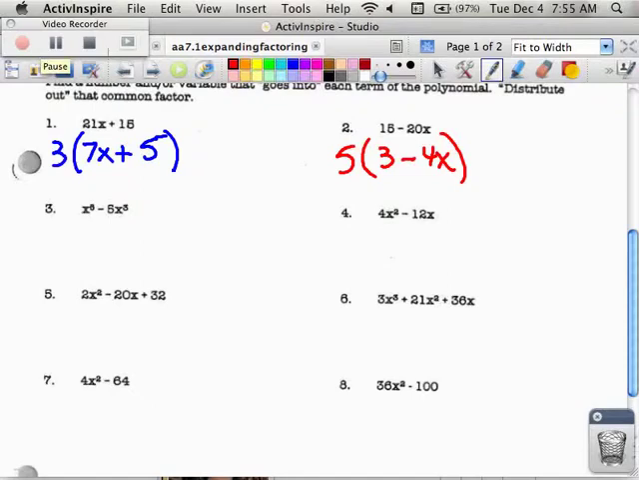Okay, number 3 then. In number 3, I see an x to the fifth and an x cubed. That means the first term has 5 x's being multiplied by each other. The second term has 3 of them, so they both have at least 3 x's being multiplied. I factor out an x cubed, and then left over would be x squared, and then a minus sign, and then a 5. Because x cubed times x squared is x to the fifth, and x cubed times minus 5 is minus 5x cubed.